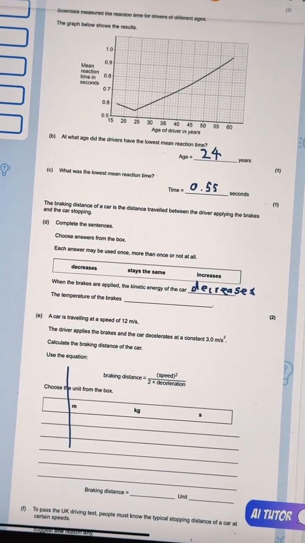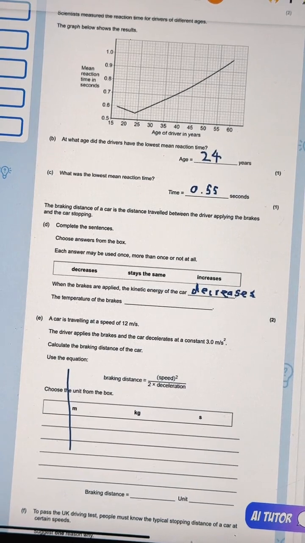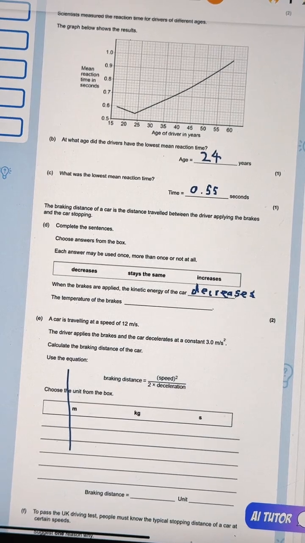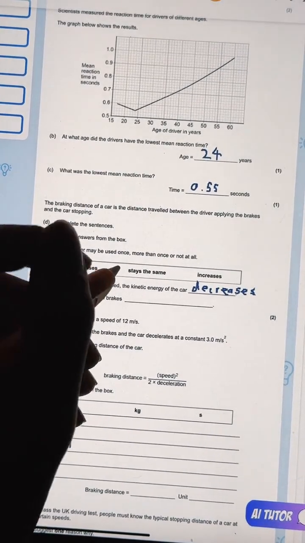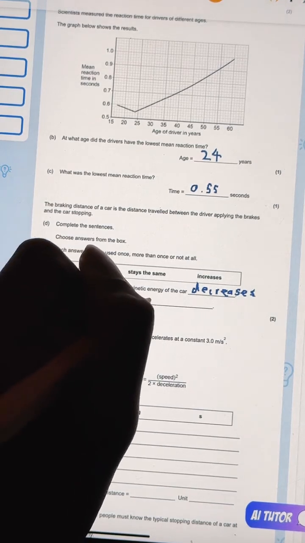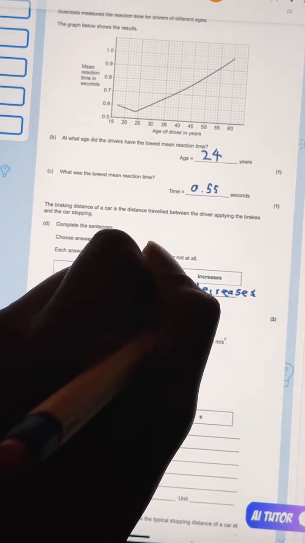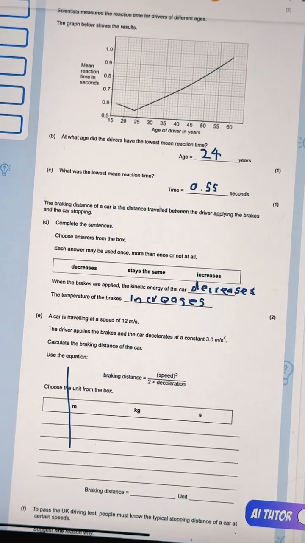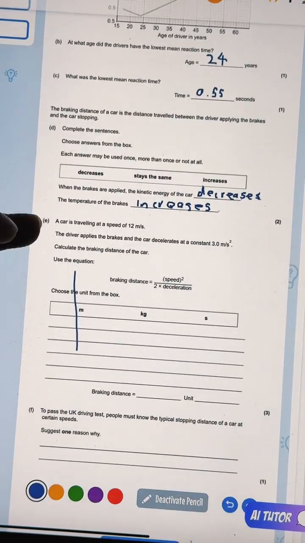Yeah, because as the brakes are applied, you get friction with the brake disc. So when you get friction between two objects, you get an increase in temperature. Yeah, it's like rubbing two things together, just like rubbing your hands together. You feel the heat. In this case, when the brakes are applied, brakes rub against the brake pads, so you get an increase in temperature. Increases. Nice.